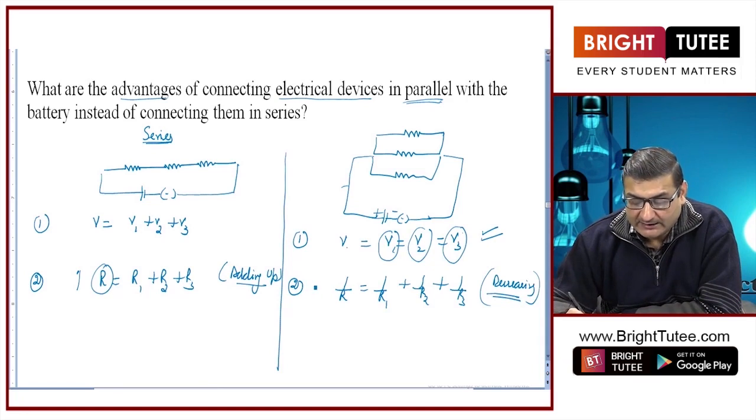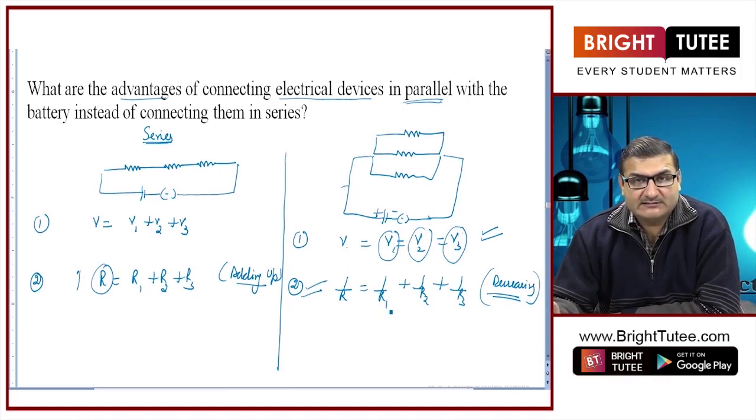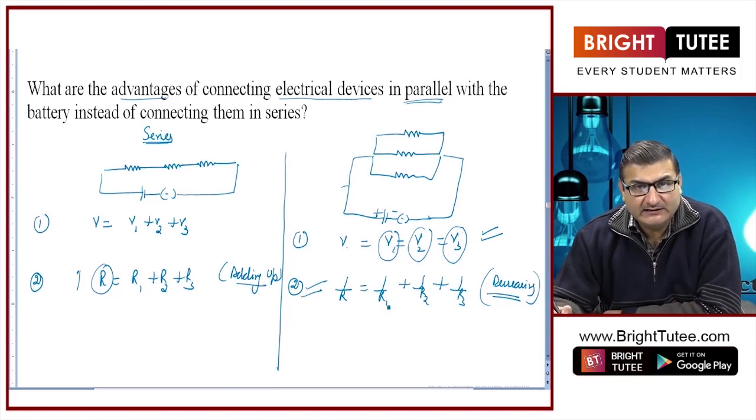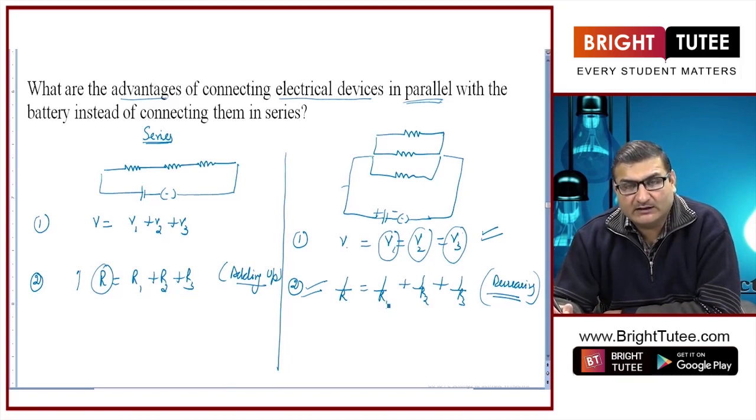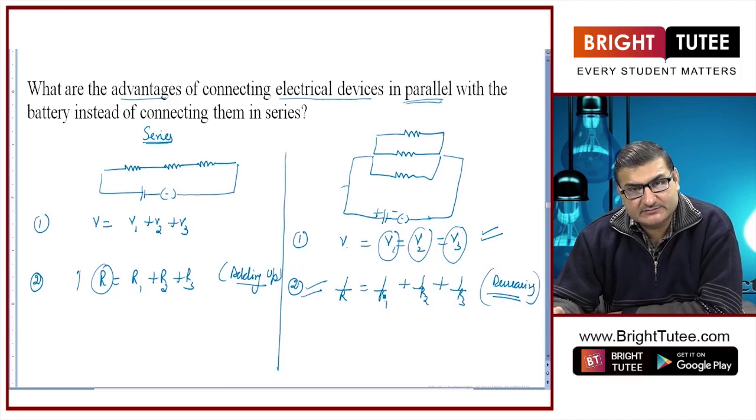Now, I connect all my appliances in parallel because of this second reason, that when I connect those appliances, the total resistance decreases, and when the total resistance decreases, that means the amount of current passing through them is increased, and that is what we require. Fine. So, we require more current and less resistance, that is why we connect them in parallel combinations.